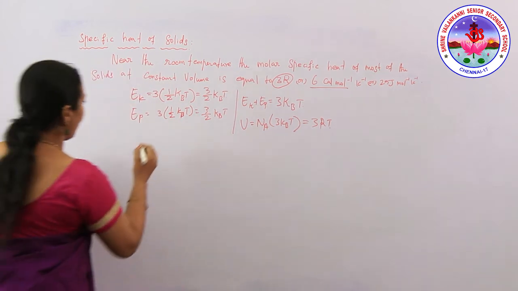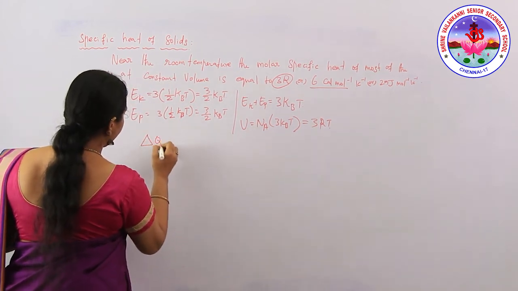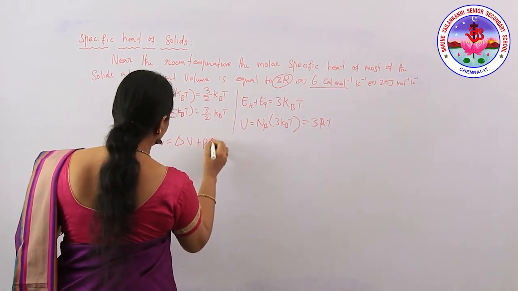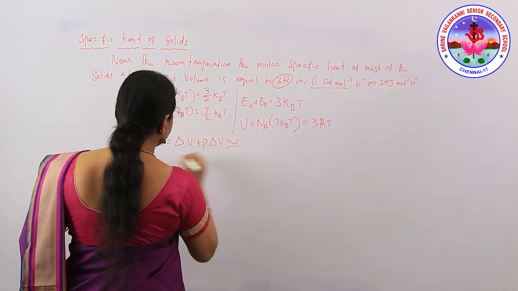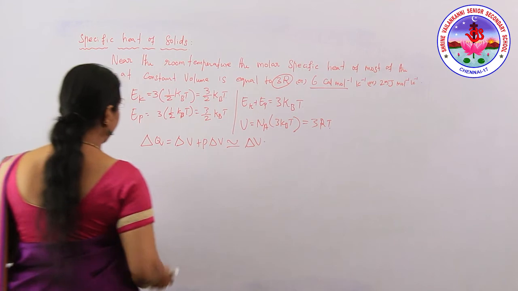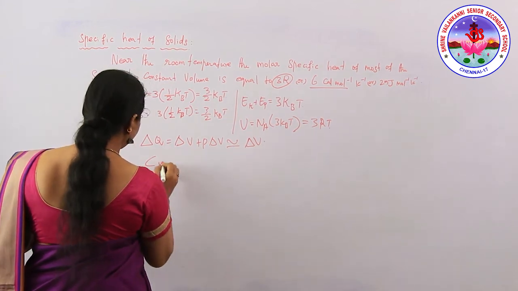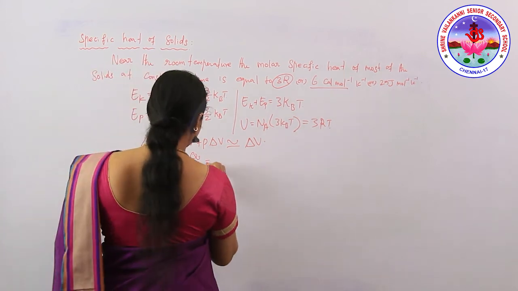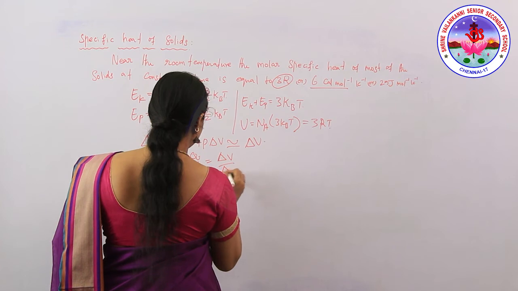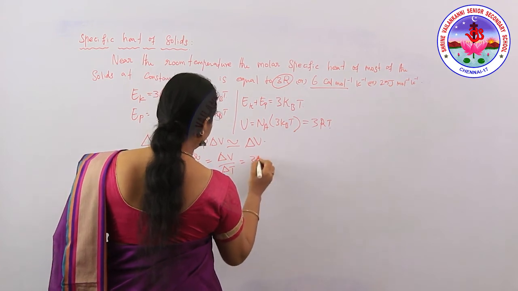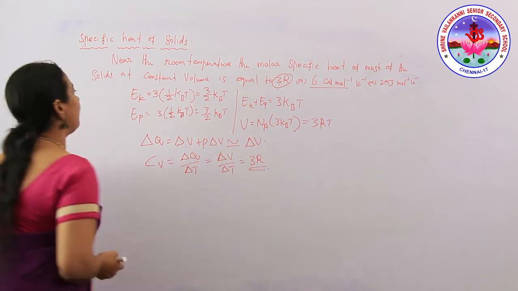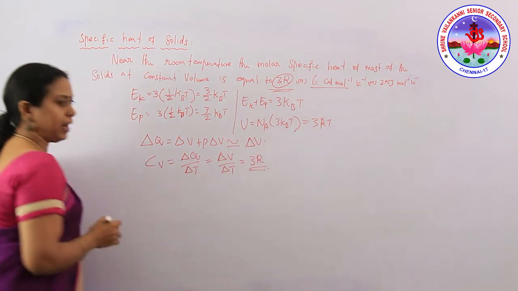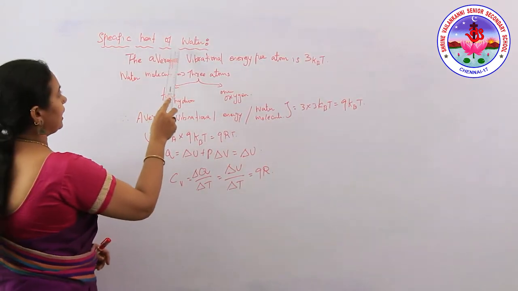Now the change in heat, delta Q, is equal to delta U plus P into delta V, where delta V, the change in volume, is approximately negligible. So here the specific heat at constant volume, Cv, is equal to delta Q by delta T, which is equal to delta U by delta T. So that is equal to 3R. So this value is proved, the specific heat at constant volume is equal to 3R. Right.